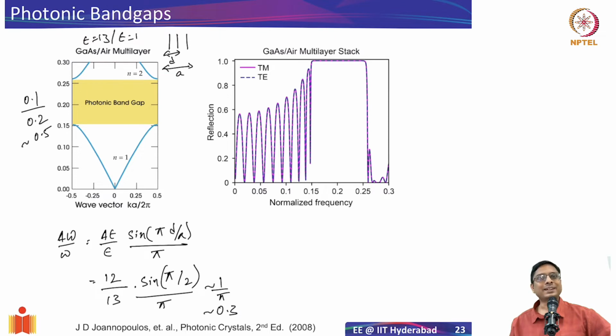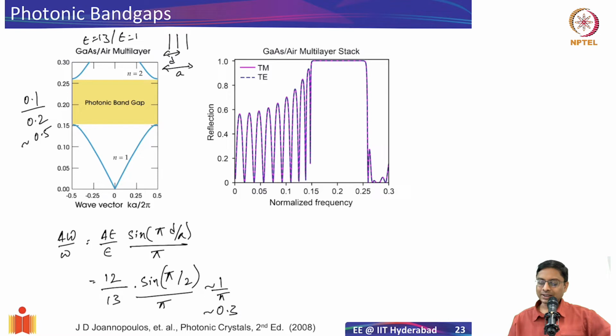Let me take one step forward. How do I design the band gaps? So far I've given you some examples wherein the epsilon was 1 and 13, or 12 and 13, and so on. But how do we design? I want to change my band gap. I don't want it to work at this location. I want it to be at a certain different wavelength, let's say.